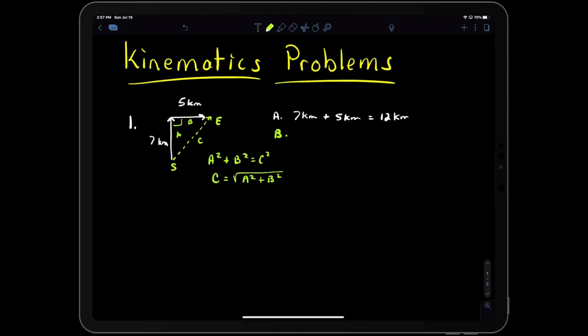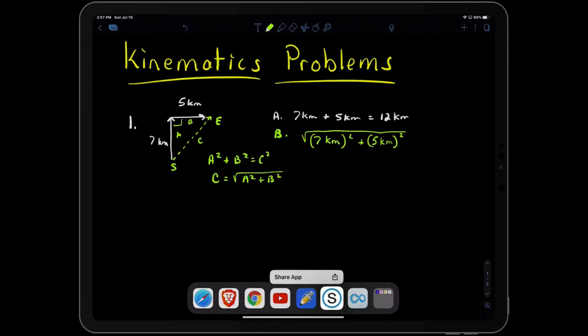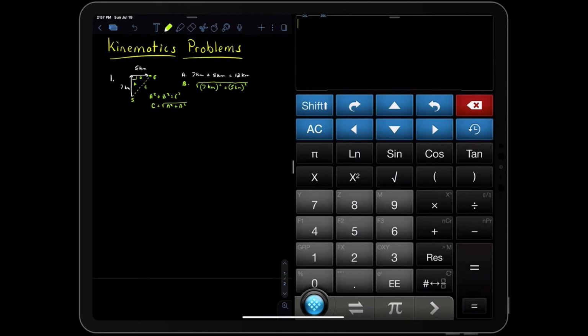The displacement is going to equal the square root of side A, which is 7 kilometers. And we're going to have to make sure that we square that. Squared, plus side B is 5 kilometers. Again, you have to make sure that you square that as well. We're going to put the calculator up here so that we can see the best way to put this into your calculator.